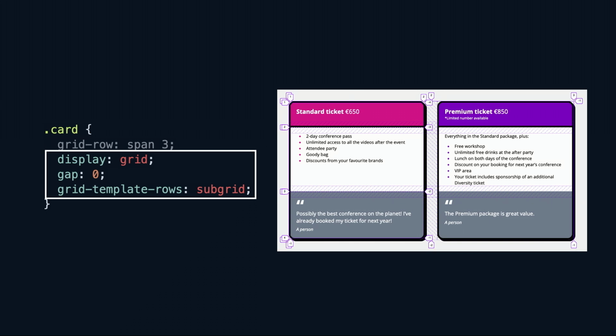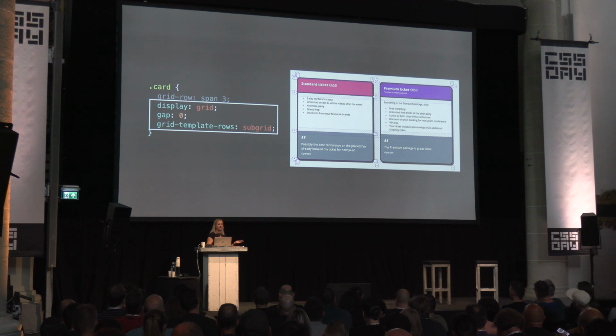Another cool thing is we can override the gap value in subgrid as well. So our original grid had a gap because perhaps if we had more items above and below it, we probably want to maintain a gap between those items. But inside the cards, we maybe don't need the gap at all. So we're overriding it, giving it a gap value of 0. Cool.